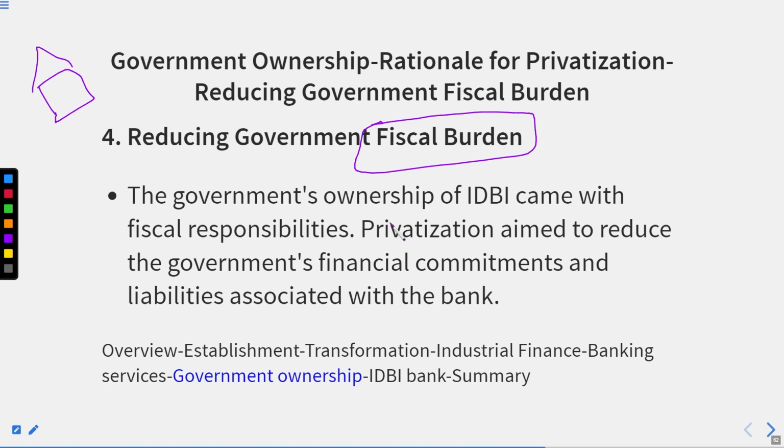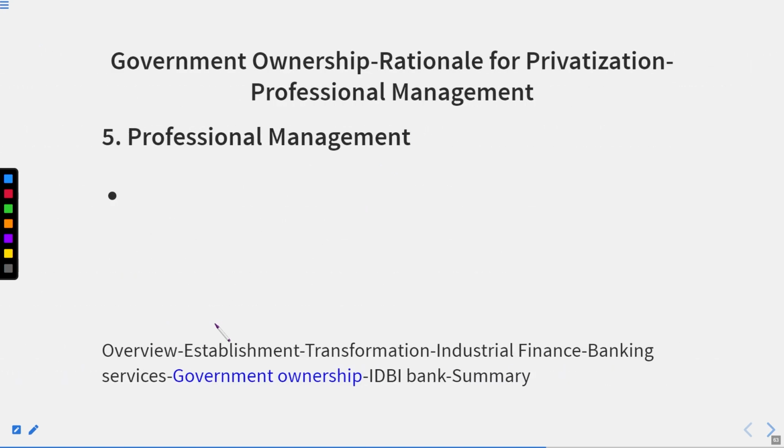But by inviting privatization and private players, the government reduced the fiscal burden. Because they have to invest a smaller amount of capital, since some amount of capital has been contributed by the private players. So their fiscal responsibility has been reduced. Privatization aimed to reduce the government's financial commitments and liabilities associated with the bank. Okay, now let's move forward.